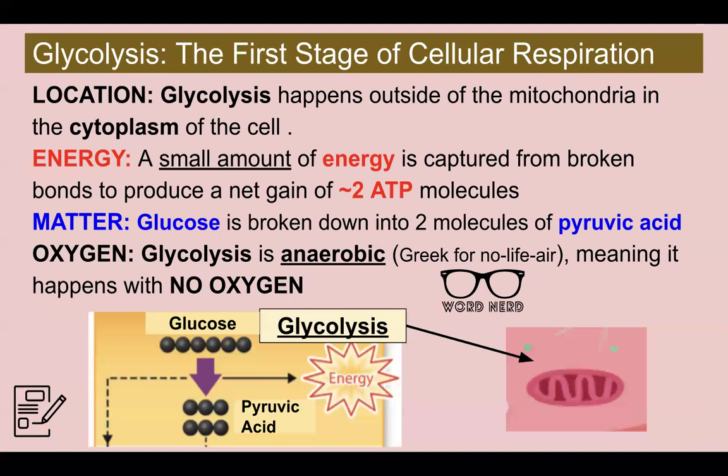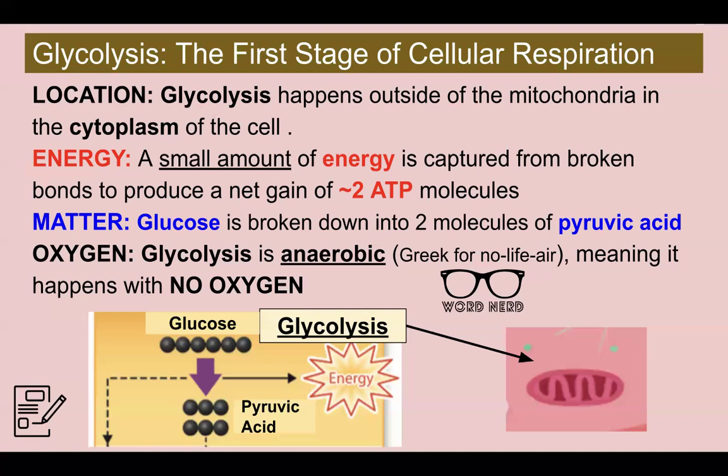The matter transformation in glycolysis is that glucose, remember glucose is made of carbons, hydrogens, and oxygens, is broken down into 2 molecules of pyruvic acid. So glucose has 6 carbons, remember, C6H12O6. Pyruvic acid only has 3 carbons each. So glucose you can sort of think about it as getting broken in half, which isn't actually accurate, but it is an easy way to think of it.